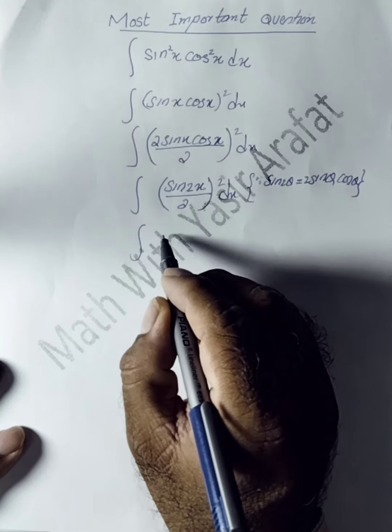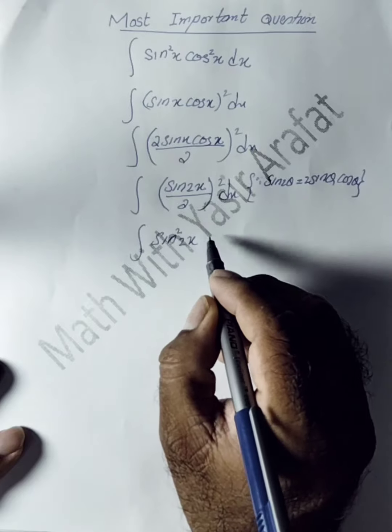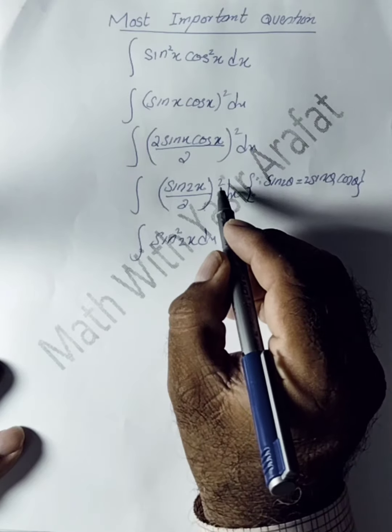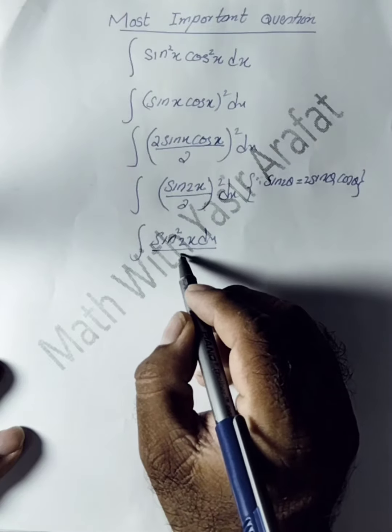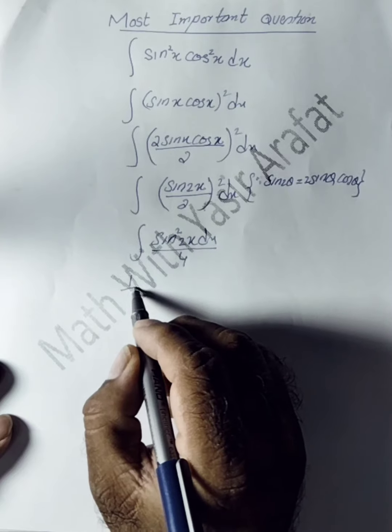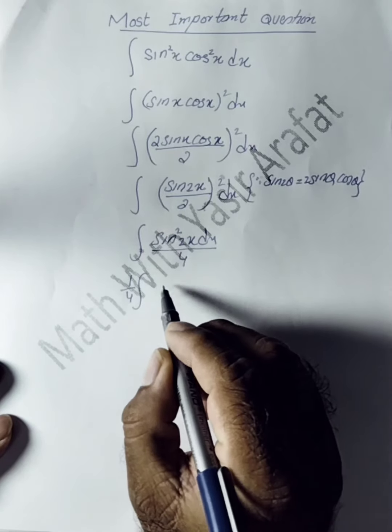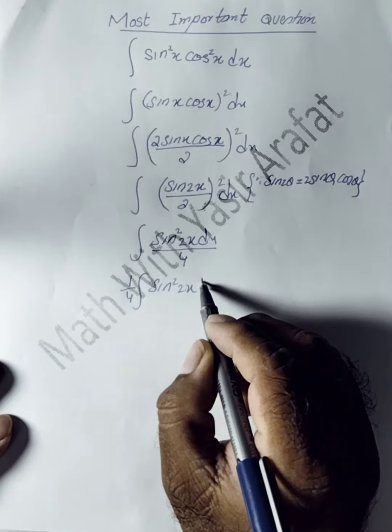Now we separate the square here, so this is sin square 2x dx. Remember that the whole power will be on the function, not on the angle, and 2 square means 4. Now we separate 1 upon 4 here, and this is the integral of sin square 2x dx.